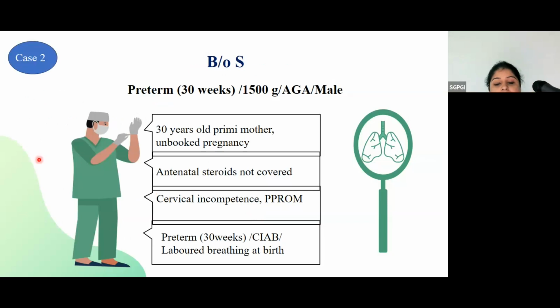Now, in the second case, this was a preterm baby born at 30 weeks of gestation with a birth weight of 1500 grams. Baby was born to a 30-year-old primary mother, and it was an unbooked pregnancy. Hence, antenatal steroids were not covered, and she had cervical incompetence with preterm premature rupture of membranes. So, a preterm baby at 30 weeks was born with labored breathing at birth.